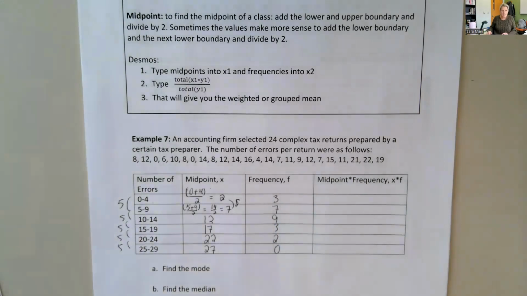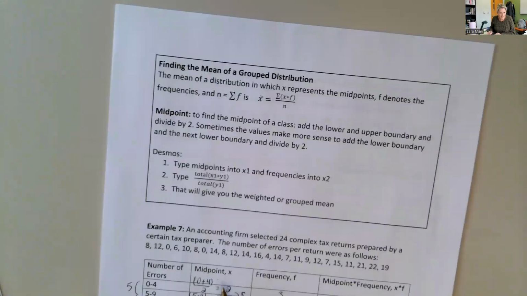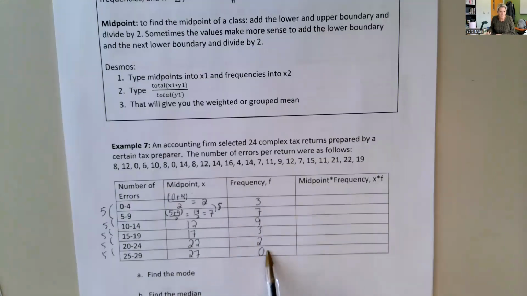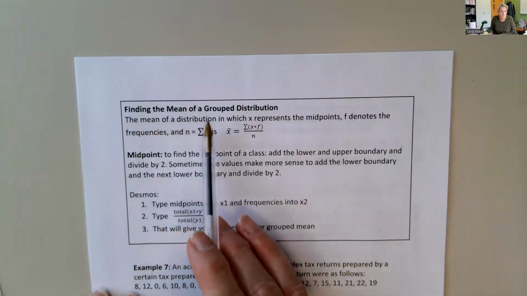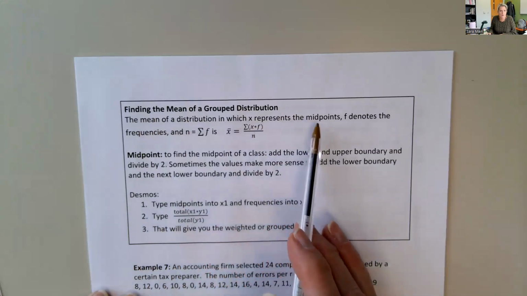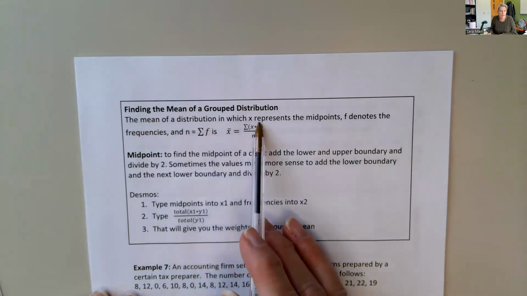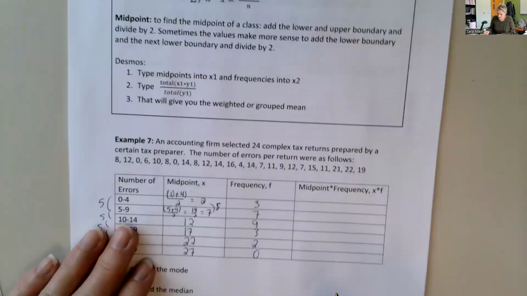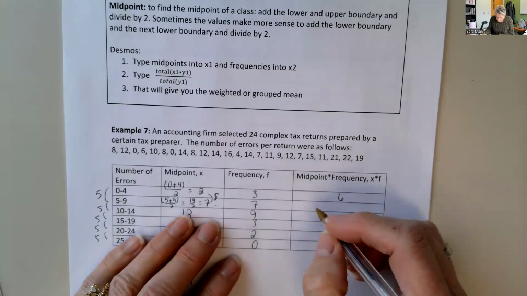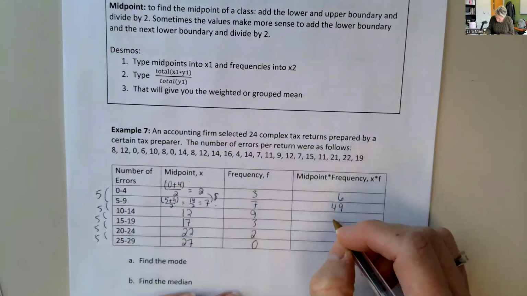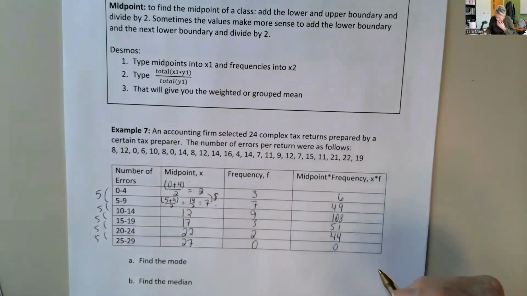So to find the mean of the data, we're going to multiply the midpoint times the frequency and put it in this column. And that's what we describe up here, the mean of a distribution in which X represents the midpoints, F denotes the frequencies. You're going to add the X times the F and divide by N. So if we multiply here, we get 2 times 3 is 6. 7 times 7 is 49, 108, 51, 44, and 0.